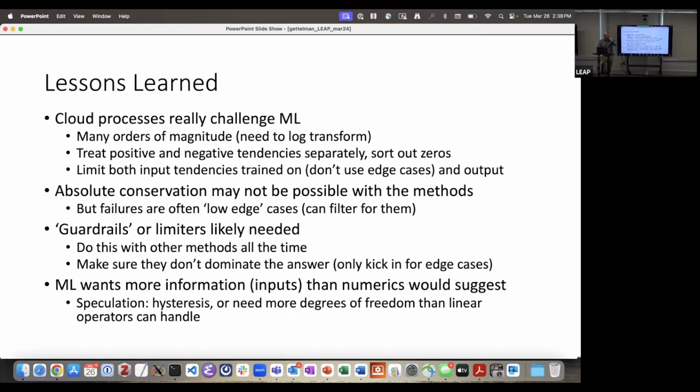Absolute conservation may not entirely be possible, but the failures are sort of in the numerical noise, so we can filter for them, and we have to filter for all kinds of other numerical errors, even in some of the general normal empirical schemes. So we do have these guardrails all over the physics.